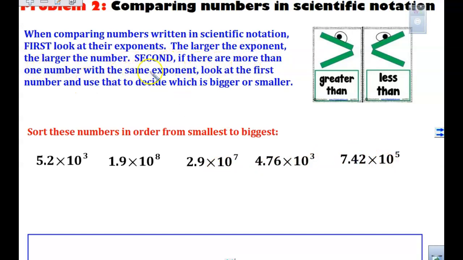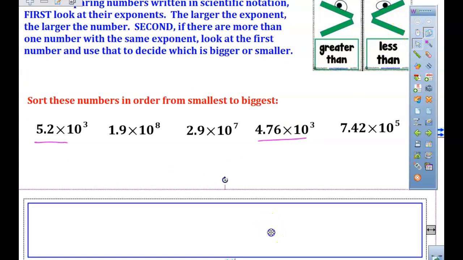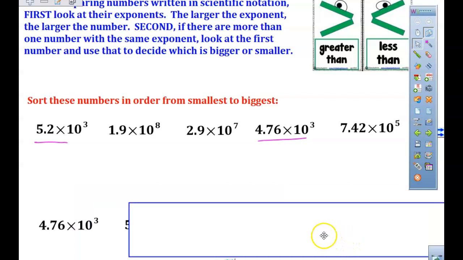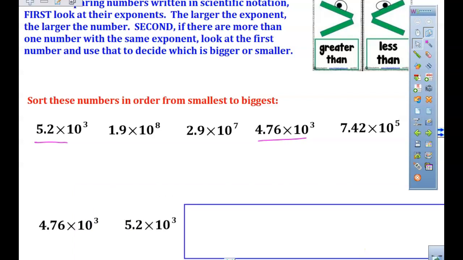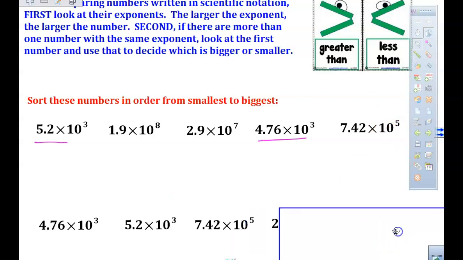Second, if there is more than one number with the same exponent, we need to look at the numbers used in front. So when we look at our 5.2 and 4.76, which one is my smaller one if we are putting them in order? We should have the 4.76 first, right? Times 10 to the third. The next one is 5.2 times 10 to the third. My next largest one is the fifth power, so I'm going to put 7.42 times 10 to the fifth.